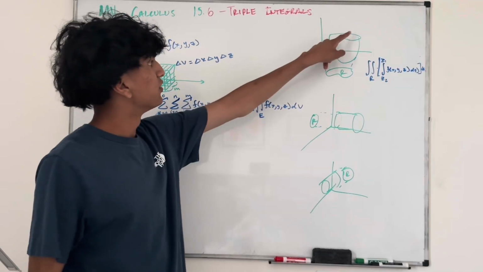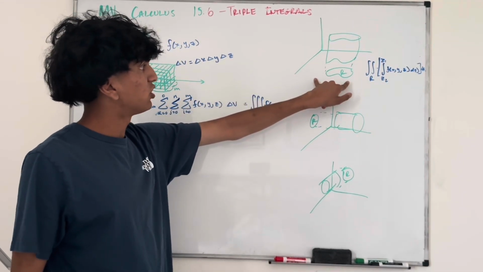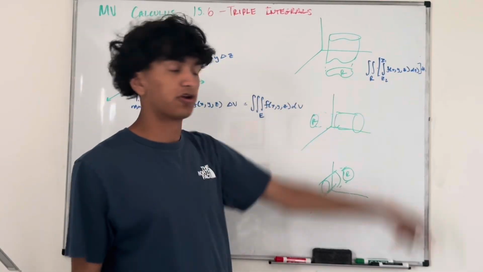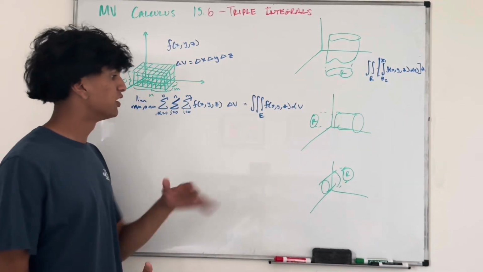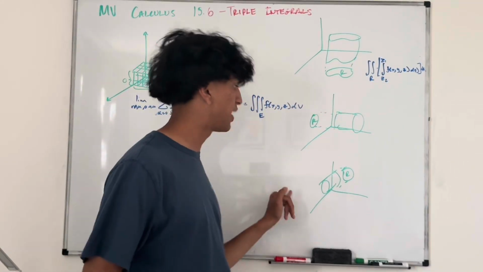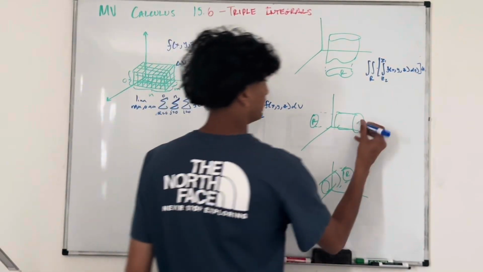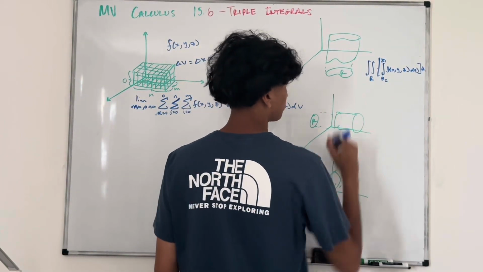We're going to do the top surface minus the bottom surface over this region R. So that's how our triple integral ends up being. And you can imagine for these regions, this is what we call a type 2 solid and a type 3 solid.